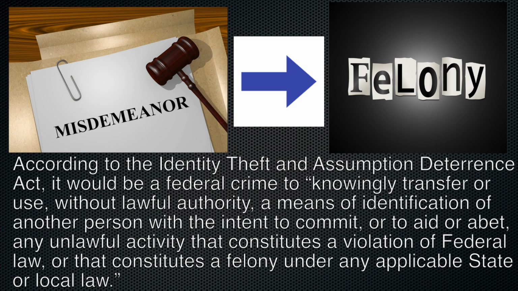At the time, false personation could result in a misdemeanor or a felony, but once the act was passed, identity theft was considered a much worse offense than it previously was, as it would now be classified as a federal crime. According to the Identity Theft and Assumption Deterrence Act, it would be a federal crime to knowingly transfer or use, without lawful authority, a means of identification of another person with the intent to commit or to aid or abet any unlawful activity that constitutes a violation of federal law, or that constitutes a felony under any applicable state or local law. In other words, if someone steals another person's identity and uses their identity to break the law, they're in violation of this act.